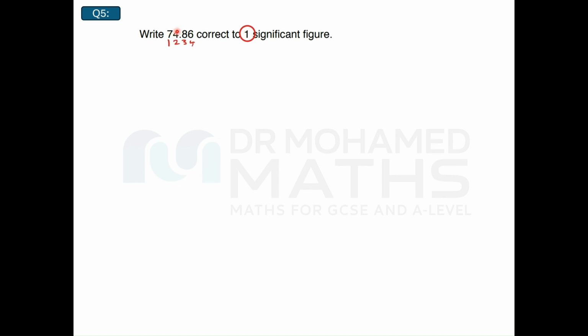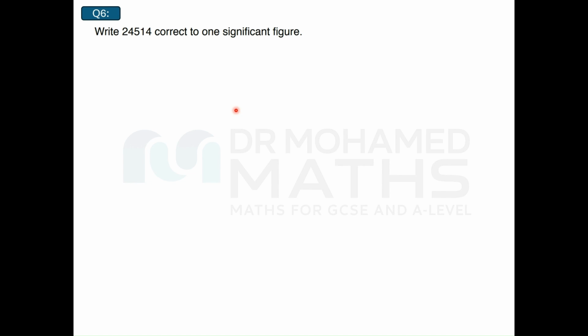It's less than 5. That means we are going to keep the first digit as it is and turn any other figures to zeros. So look here, the first figure is 7, and the second one is 4, which is less than 5. That means it will be 70.00. Can you see here? So the first one is kept as it is because the second digit is less than 5, and we turn all figures afterward to 0. So the answer is 70. This is the final answer.